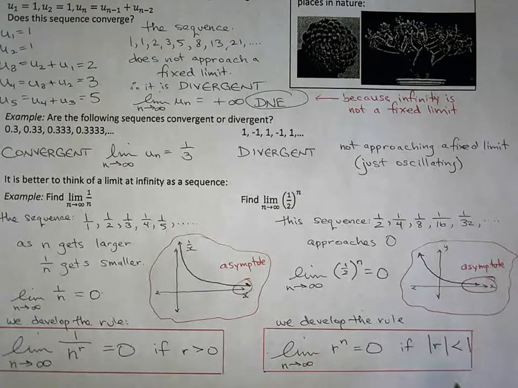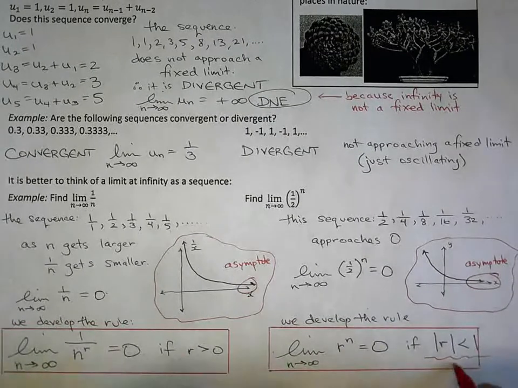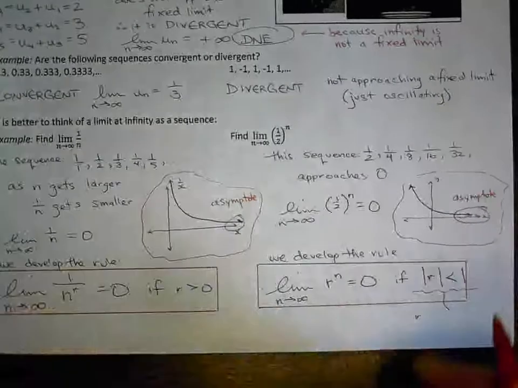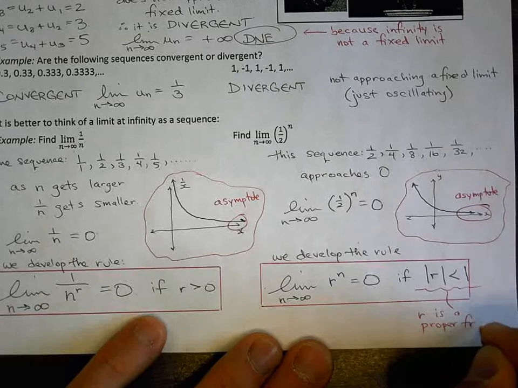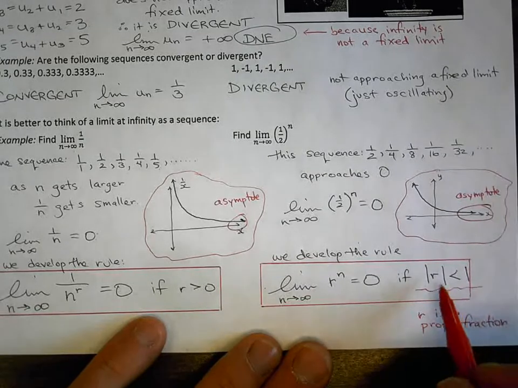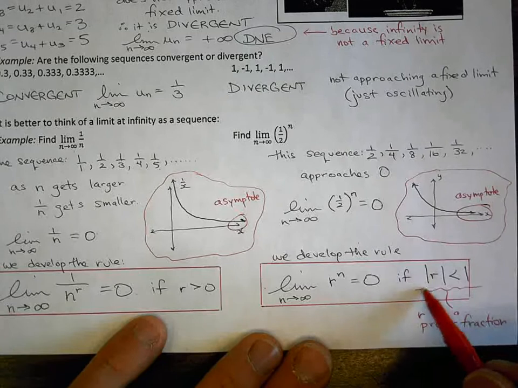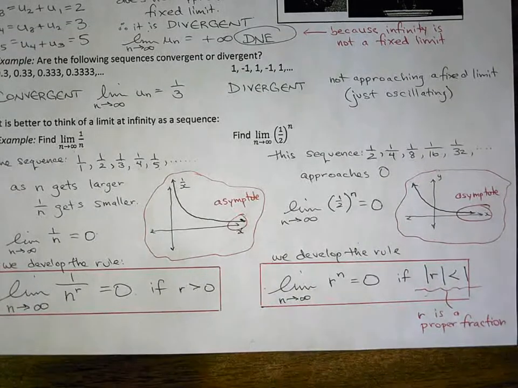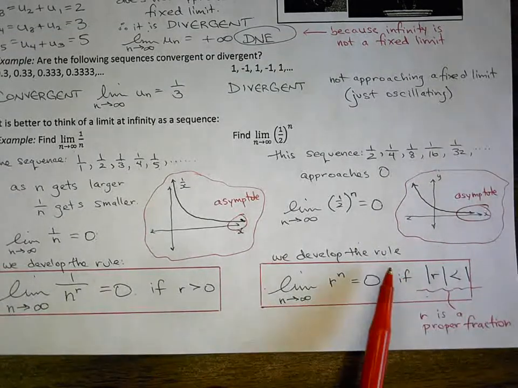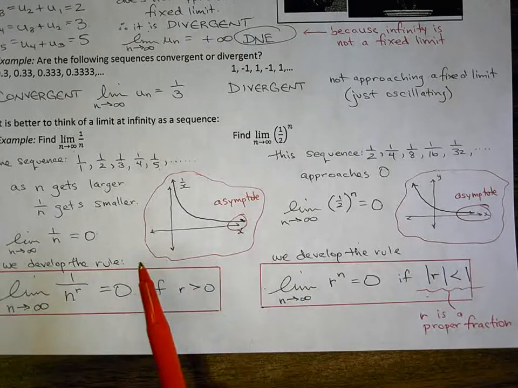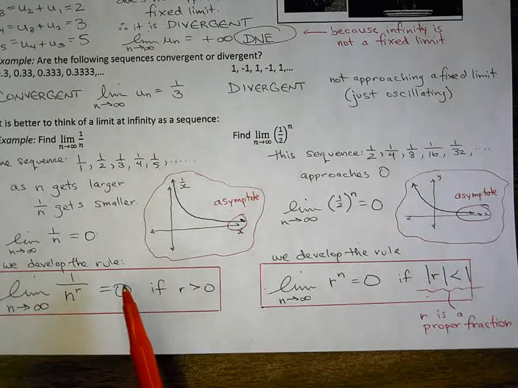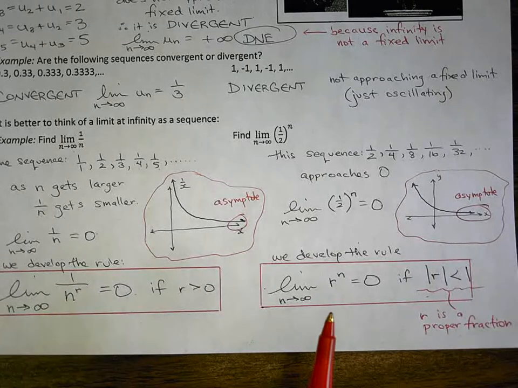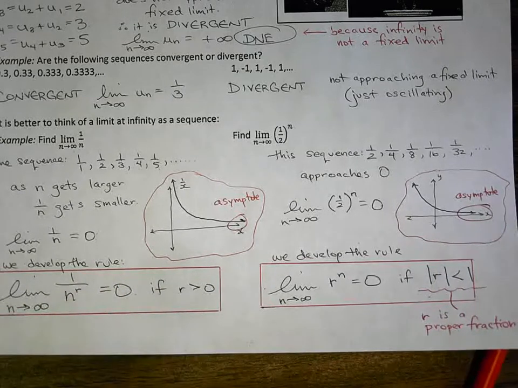In other words, this is saying r is a proper fraction. So if r is negative half, the absolute value is still less than 1, so it would still be valid. These are two sequences, or you can think of them as functions, where as x approaches infinity, the limit approaches 0. These are the two useful ones. We're going to come back to these.